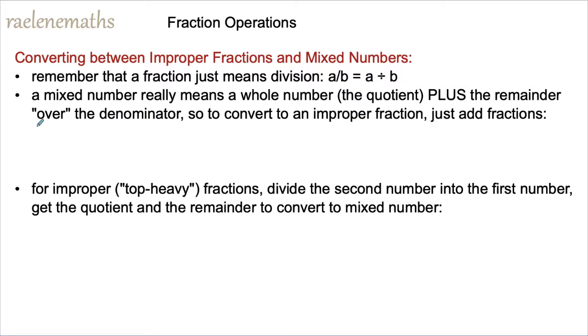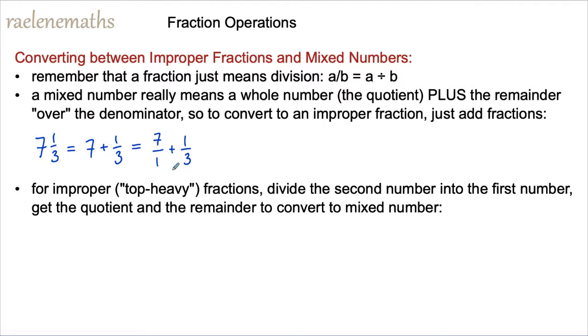When we have a mixed number, we have something that's a whole number and a fraction right beside it. This really means 7 plus 1/3 for the example of 7 1/3. So this plus is telling us that we're adding fractions, especially if we consider that 7 is 7 over 1.